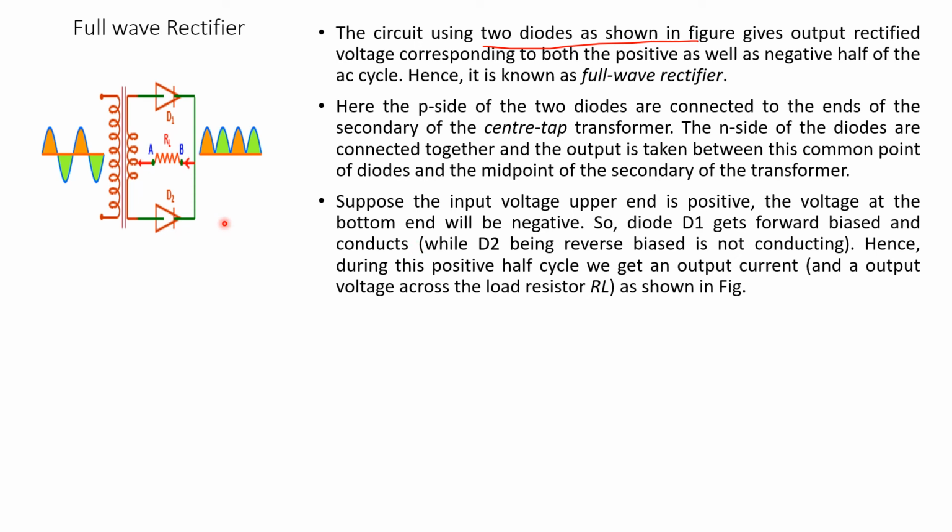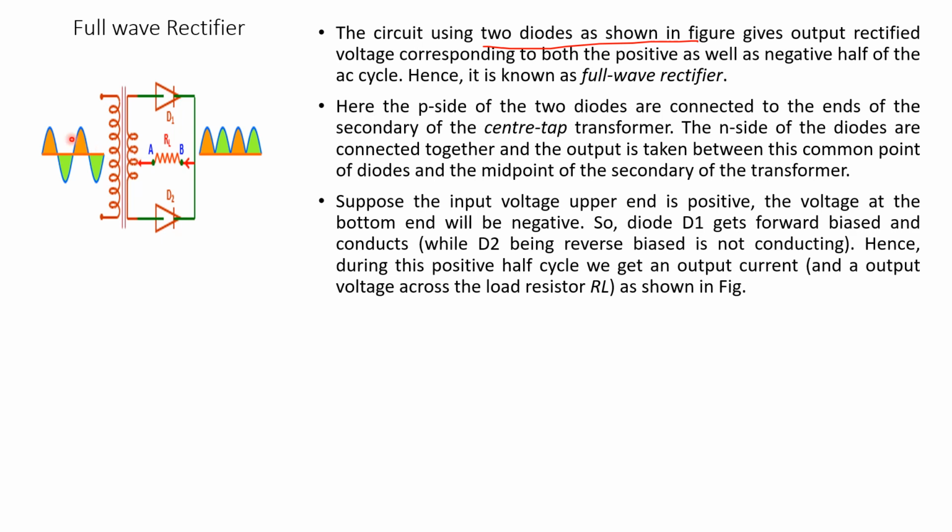Suppose the input voltage of the upper end is positive. If this end is positive, correspondingly this side will be negative. Hence, when this end is positive, D1 is forward biased, and the current flows in the secondary in this circuit, from B to A. When this is positive, current flows in the upper half.